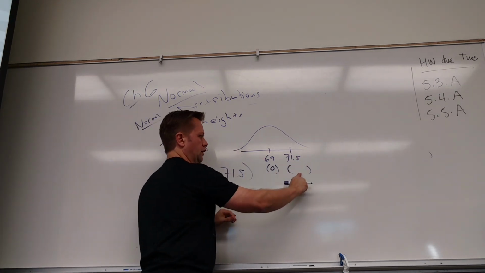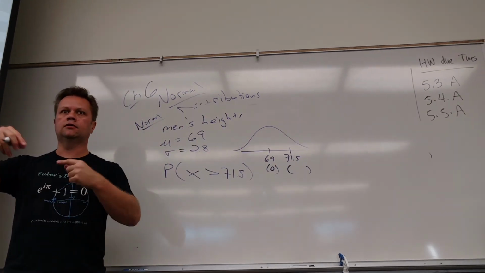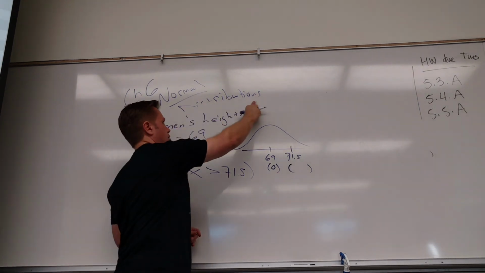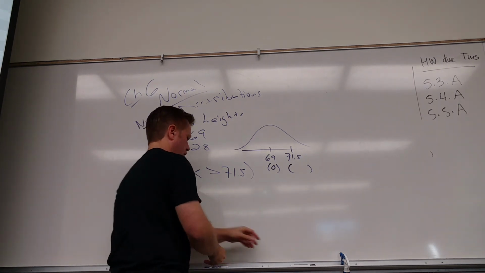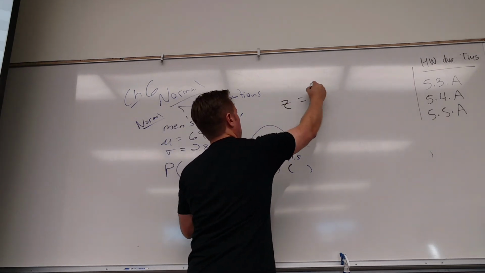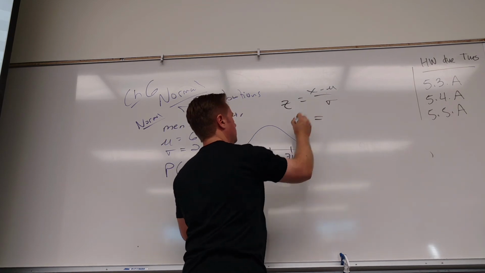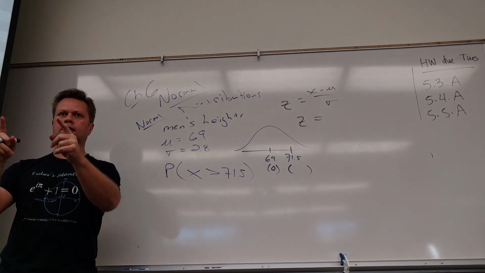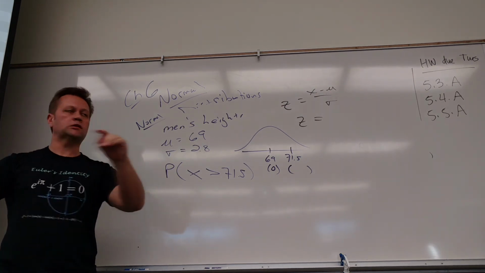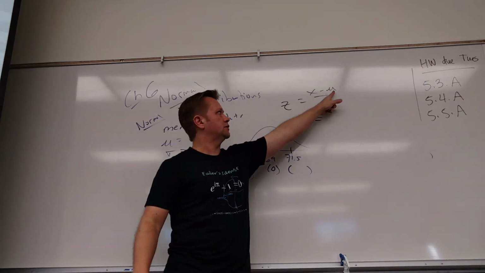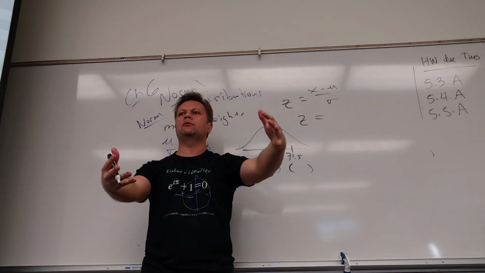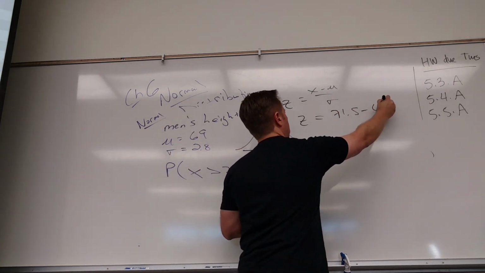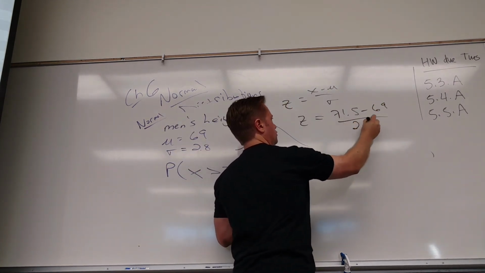And then to figure out what goes here, I have to find the z-score. How do I do that? X minus the mean, over the standard deviation. So z equals. Careful. What's 69? 69 is the mean. So in this problem, 69 would always come second because it's the mean. X is the data point I'm interested in. Yeah, so 71.5 minus 69 divided by 2.8.